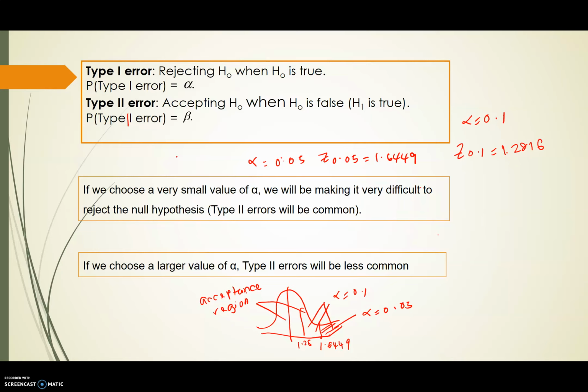But if we have alpha 0.1, the probability of making a type 1 error is increasing. So we will have a larger rejection region compared to alpha 0.05, and the type 2 errors will be less. So if we choose a large value of alpha, type 2 errors will be less common, since the acceptance region is reducing.